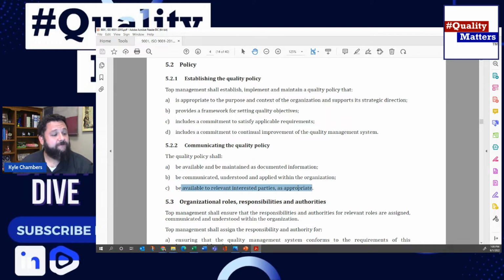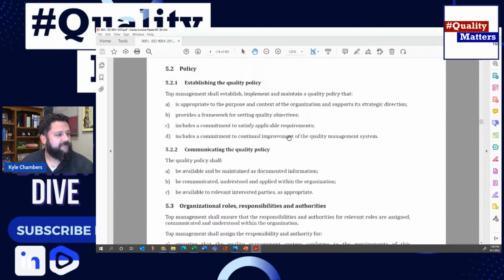Now, the last piece here needs to be relevant to interested parties as appropriate. All that means, make certain that the policy not only fits your business and your vision, but where you fit within the grand scheme of things within your organization. Just make sure it makes sense to you.